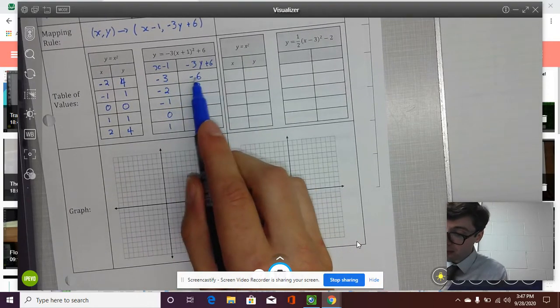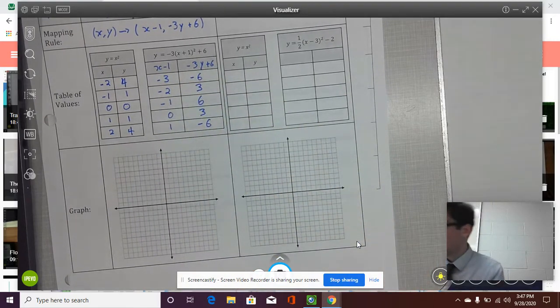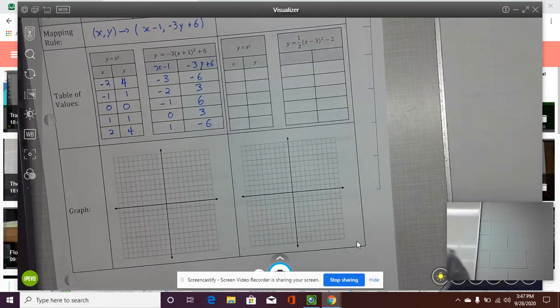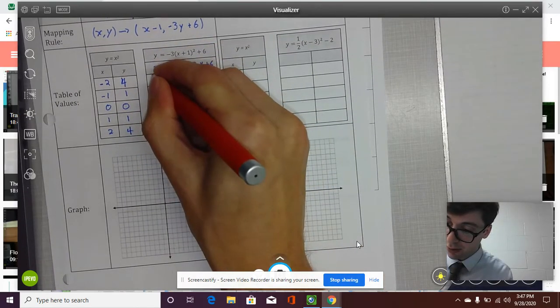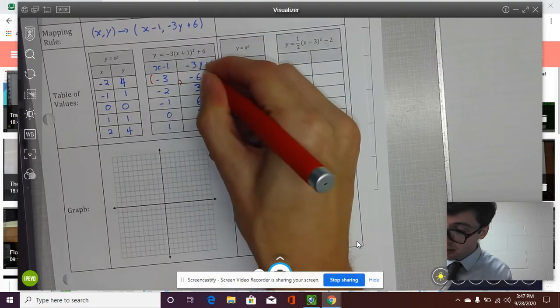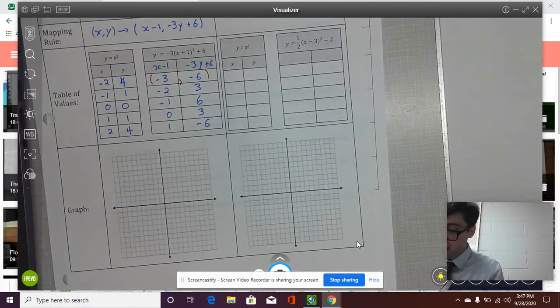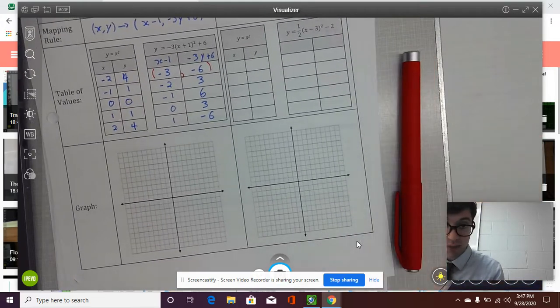And now I've got points. Remember that each entry in a table of values is just a point. So for example, I'll just do this in red. You don't need to do this in your notes if this already makes sense to you. But each of these is just a point. So I'm going to graph each of those points now precisely on my graph.